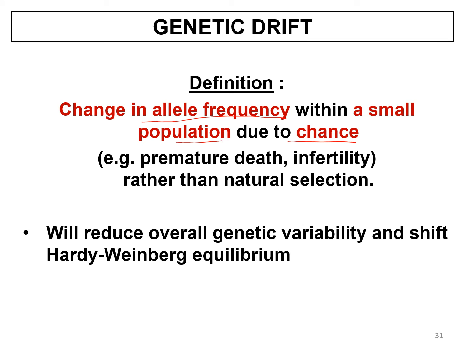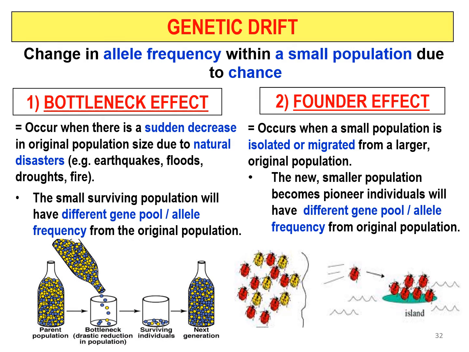So a small change in a small population will lead to a change in the gene pool. So it will reduce overall genetic variability and shift Hardy-Weinberg equilibrium. Okay. Within a small population lah. Tu sebab bila populasi tu besar saiznya, sedikit perubahan dia tak mempengaruhi. So for genetic drift ni, contoh paling mudah ialah bottleneck effect.